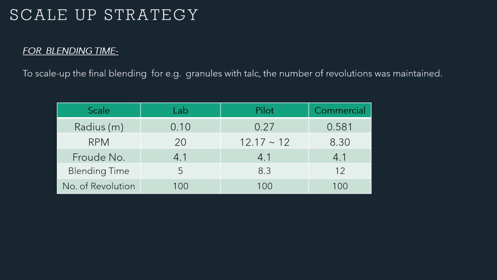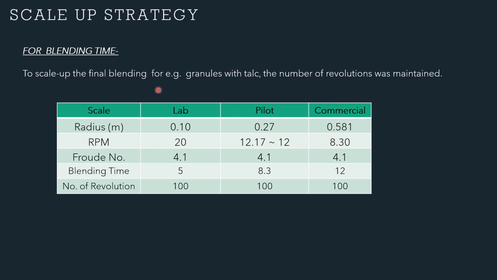So now we will see, friends, how to calculate the blending time. We understood how to calculate the blending RPM. Across the scale, we can calculate the RPM. For example, a process optimized at the lab scale at 20 RPM, we will keep 12.17 or 12 RPM at the pilot scale. And similarly, we can keep 8.3 RPM at the commercial scale. And these RPM were calculated by keeping the constant Froude number.